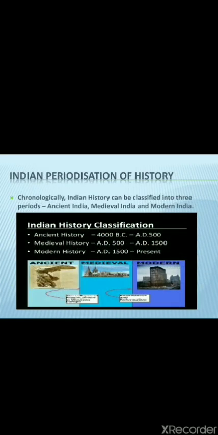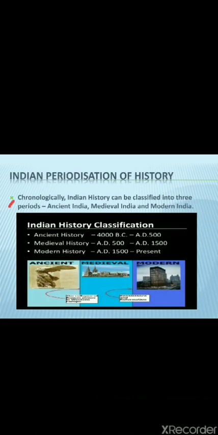Indian periodization of history. Now, how do Indians periodize their history? Chronologically, Indian history can be classified into three periods: ancient India, medieval India, and modern India. Now, what do we mean by chronologically? Chronologically, children, means following the order in which they occur. So, Indians classified their history following the order in which they occur, into three periods known as ancient India, medieval India, and modern India.